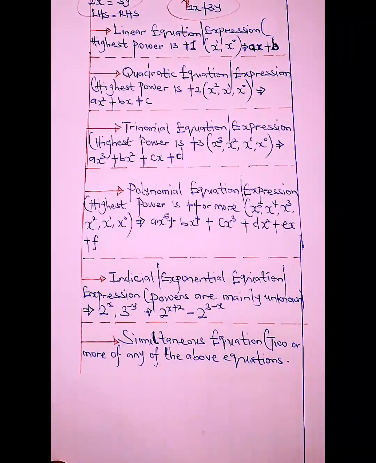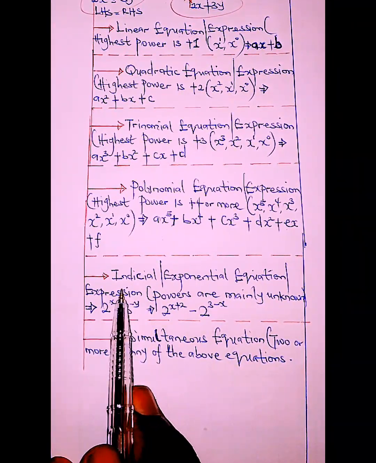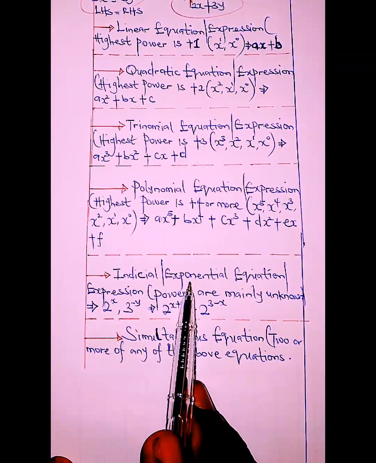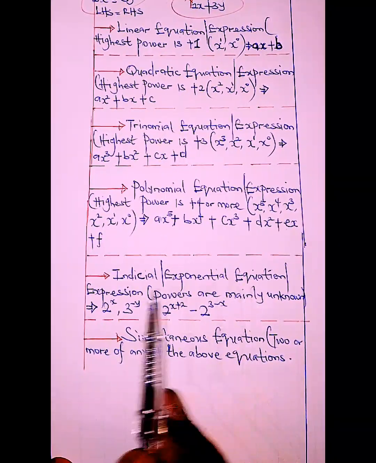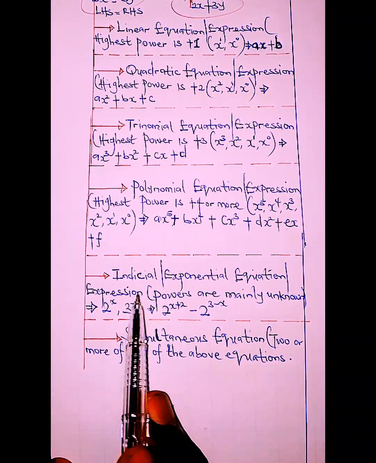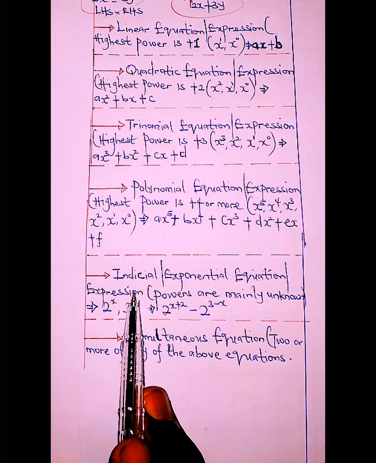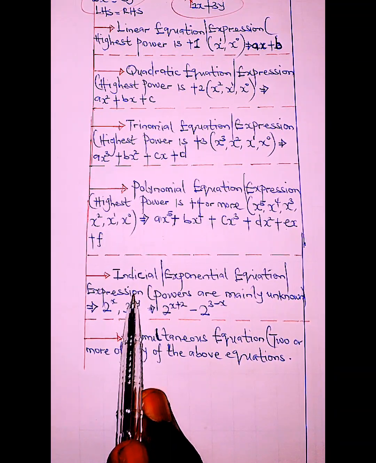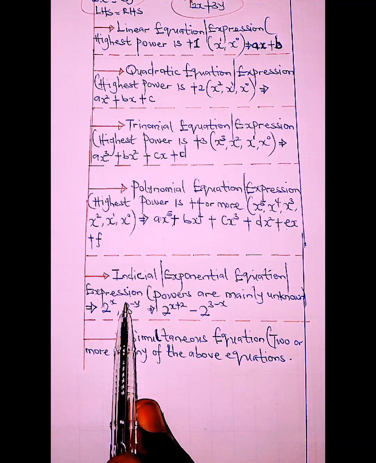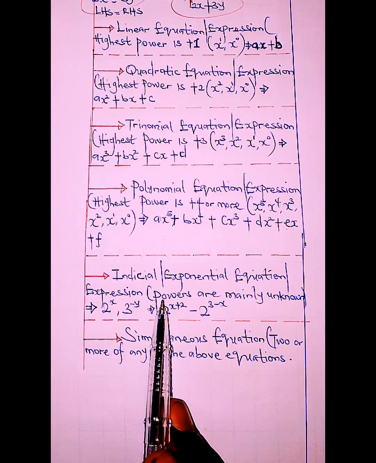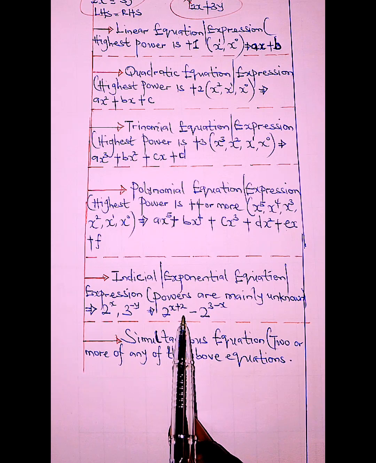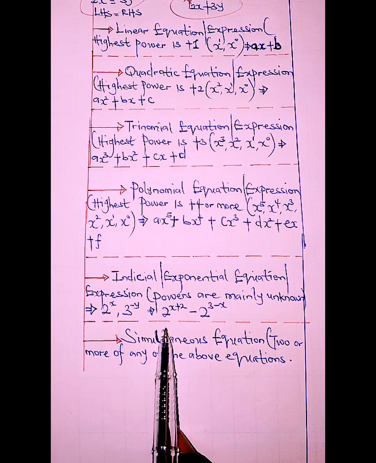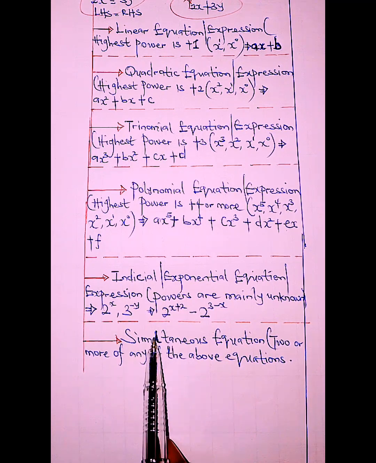The next we have is what we call the indicial or exponential equation or expression. So this is called an indicial or exponential equation. This one simply deals with indices, bases and powers. We have to work on the laws of indices. We need the basic knowledge of the laws of indices for us to understand this. So now, what's this all about? Powers are mainly the unknowns. So when we talk about an indicial or exponential equation, we mainly talk about powers coming in the form of unknowns or variables.